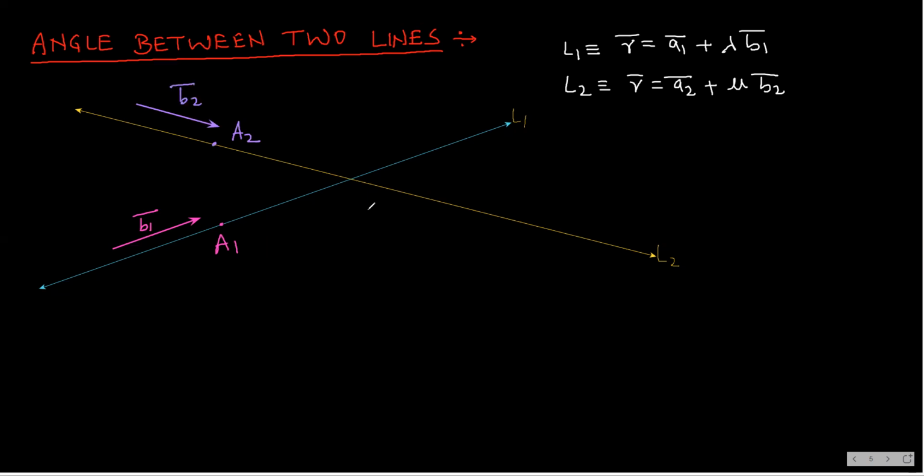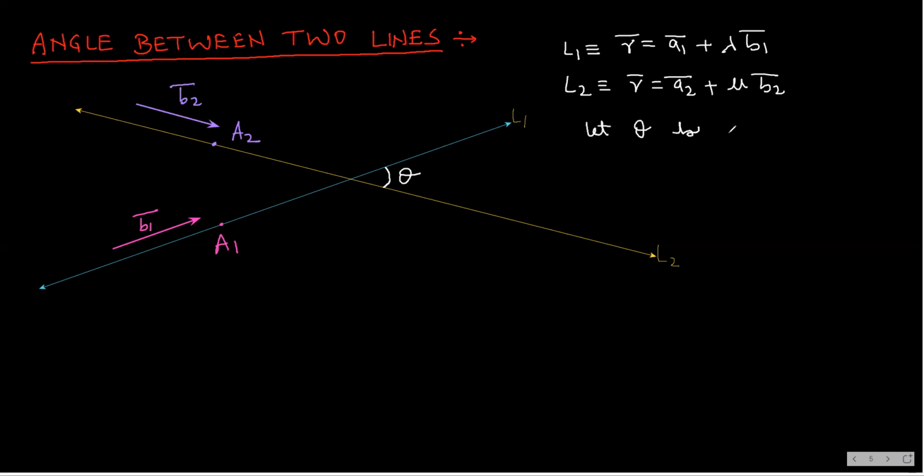Now what am I supposed to get here? I have to get the angle between two lines. Now let theta be the angle between these two lines. Let theta be the acute angle between the two lines.